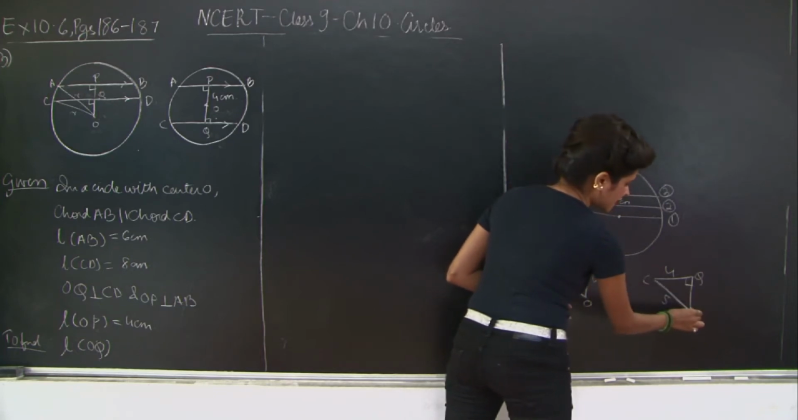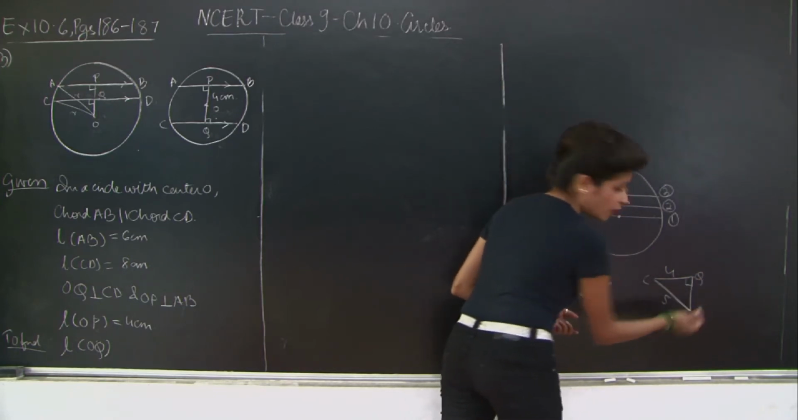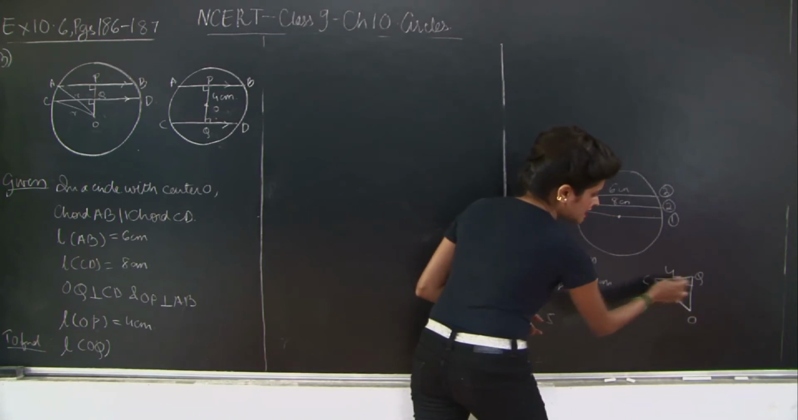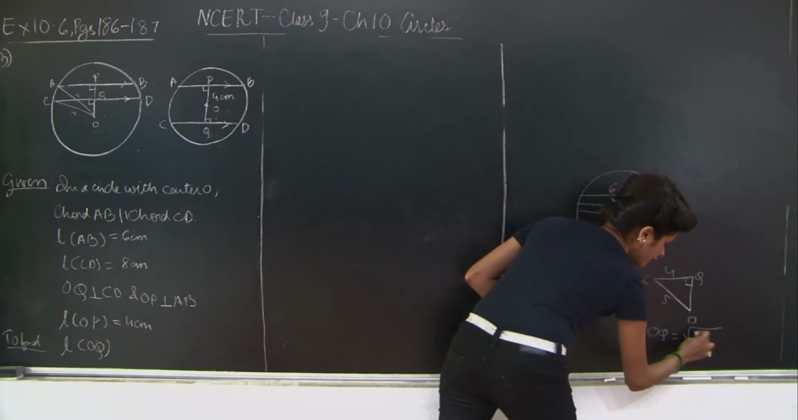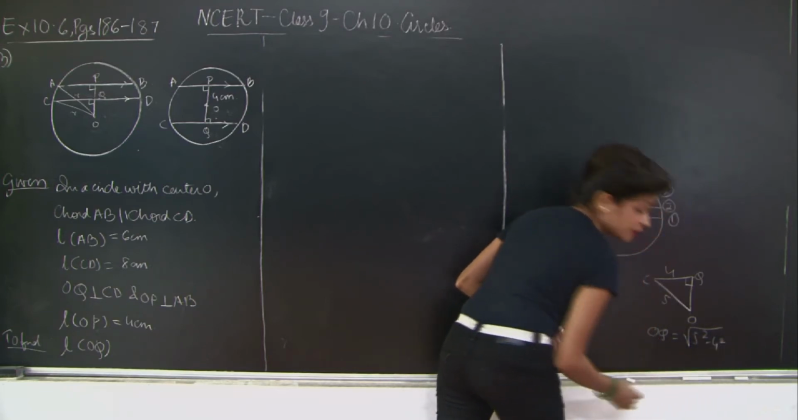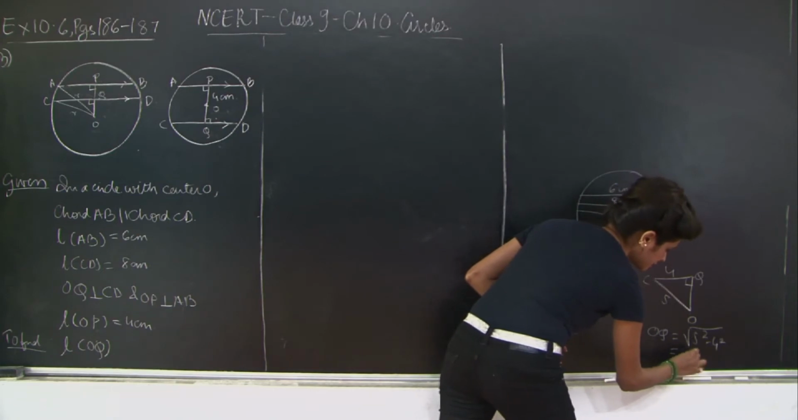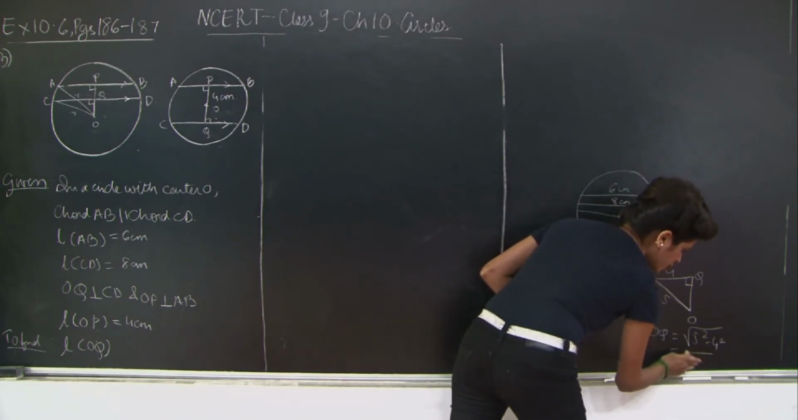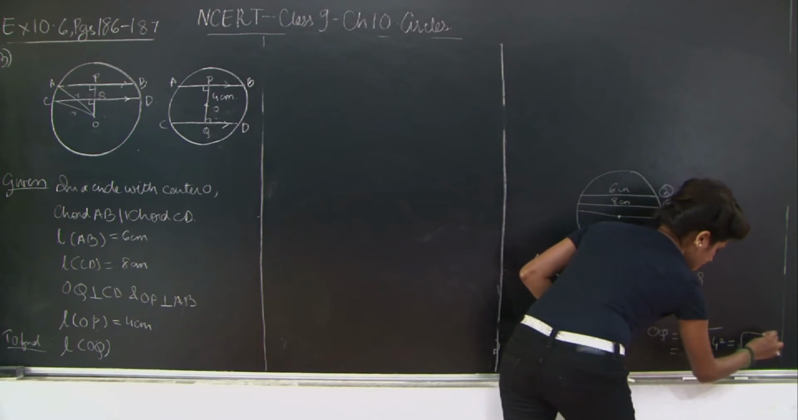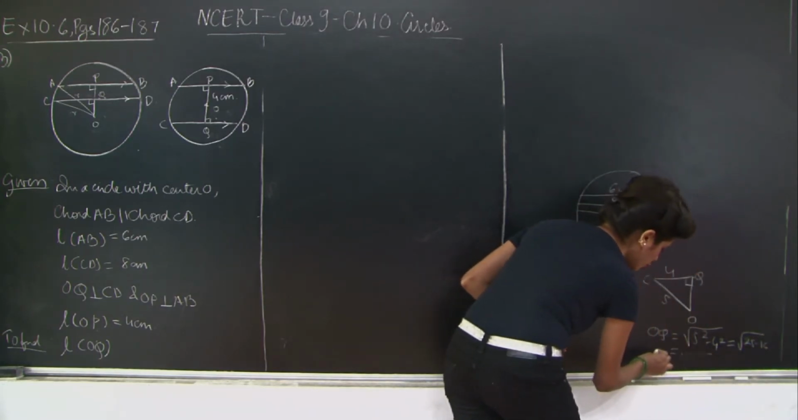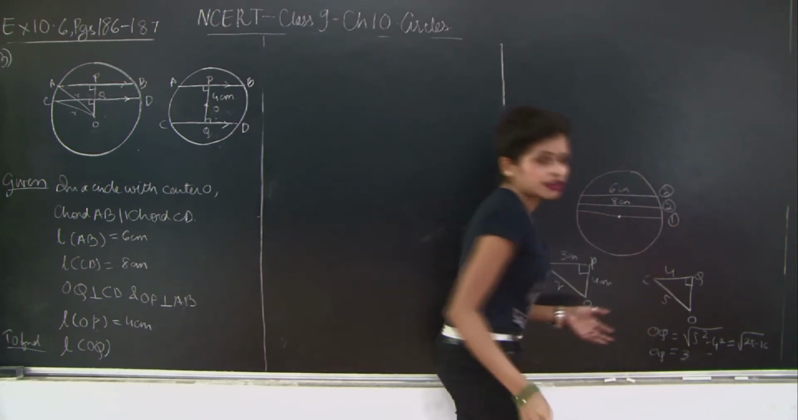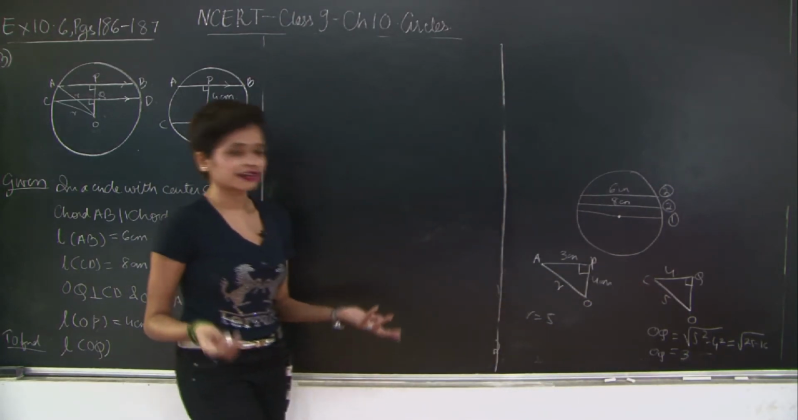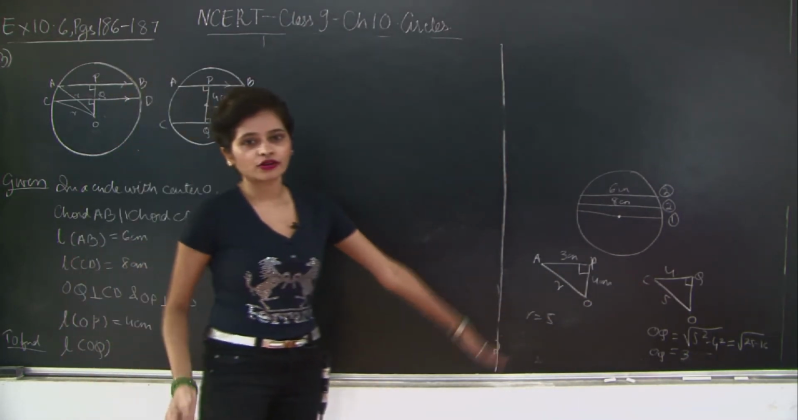So you have this and you have this. Can you find this? Obviously, because this is the hypotenuse and this is one side. So OQ will be how much? It will be under root of 5 square minus 4 square, which is 25 minus 16. So 25 minus 16 is under root of 9. Therefore, OQ will be plus or minus 3, but we ignore negative value for lengths. Therefore, you find the length of OQ.